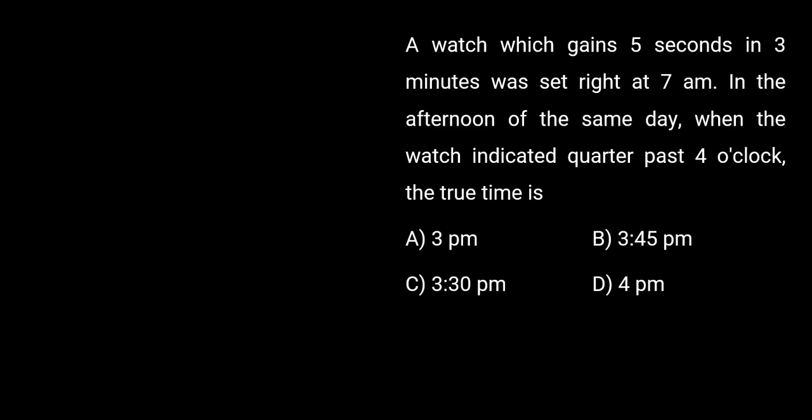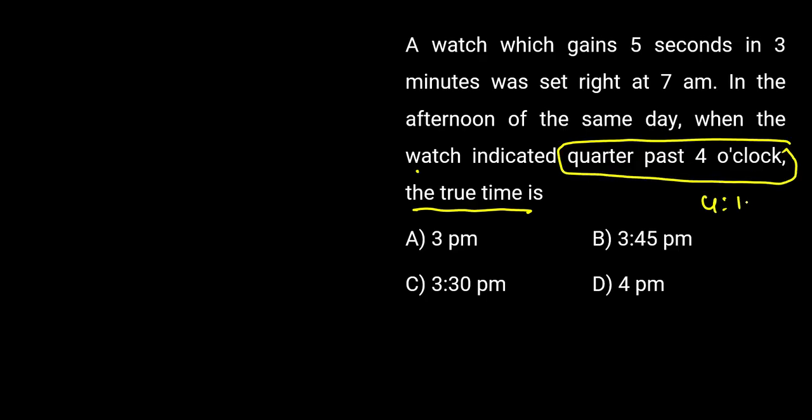This question problem is like you have to calculate the true time, but they gave the incorrect time. Your watch, see in the question, watch indicated one more quarter past 4 o'clock. Quarter past 4 o'clock means 4:15. When the incorrect time is shown as 4:15, the true time is what? This is the difficult question I have been speaking about from long back. Correct time, incorrect time, fault time.